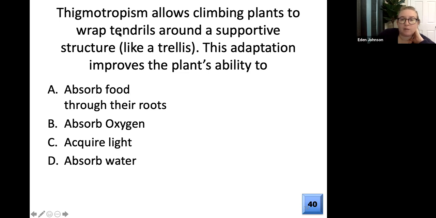Thigmotropism allows climbing plants to wrap tendrils around a supportive structure like a trellis, like another plant. This adaptation improves the plant's ability to what? Absorb their food through their roots. Tendrils don't have anything to do with that. Absorb oxygen does not have anything to do with that. The leaves are intact. Acquire light, absorb water. C, acquire light.